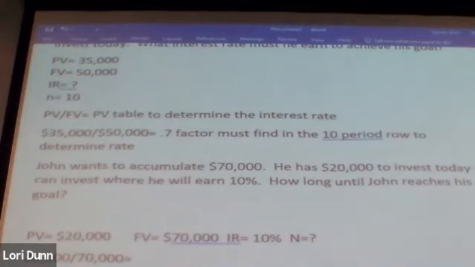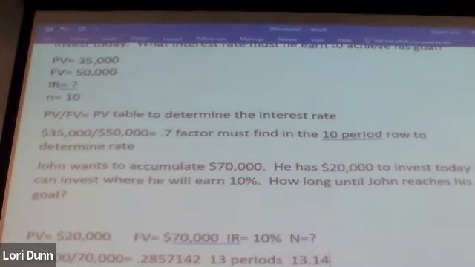So this answer, 20,000 over 70,000, is 0.2857142. I'm going to go to my table in my book. 10%. Oh yeah, okay. 13 at 10% is 0.2966. So it is 13 periods according to the table, because that's the closest. But if you do it exact using your finance calculator, it came out to be 13.14 periods.